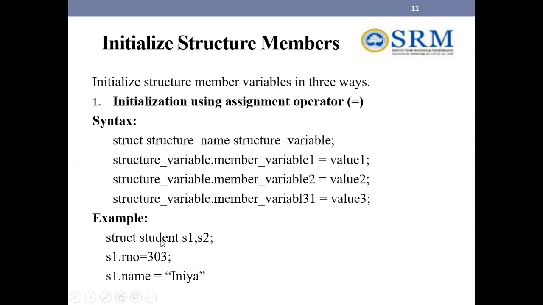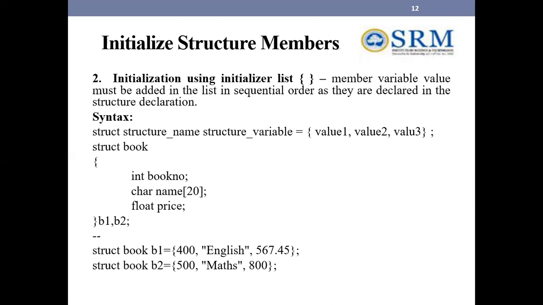So struct student, I'm creating two structure variables S1 and S2. So how to assign the values? S1 dot roll number equal to 303, S1 dot name equal to Inia, S1 dot age equal to 7. I can assign values for S2 also. By using the equal operator, we can initialize and assign values to the structure member variables.